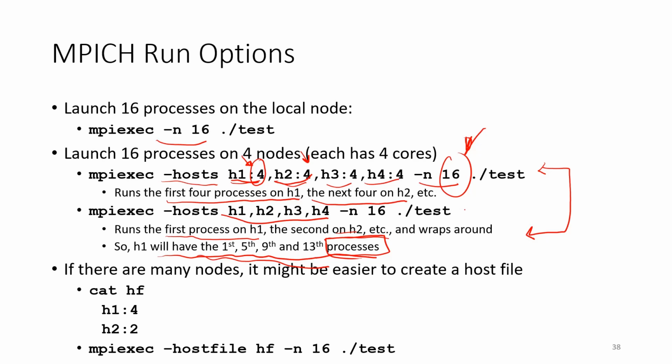If there are many nodes and you don't want to specify this on the command line, you can define a host file, HF, and pass it as a parameter. Inside your host file, you can specify all these particular settings. And of course, the names of these hosts should be defined in the host file of your operating system.